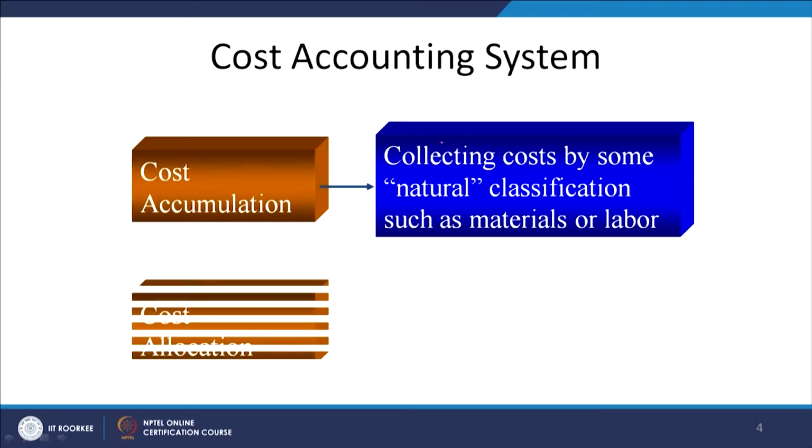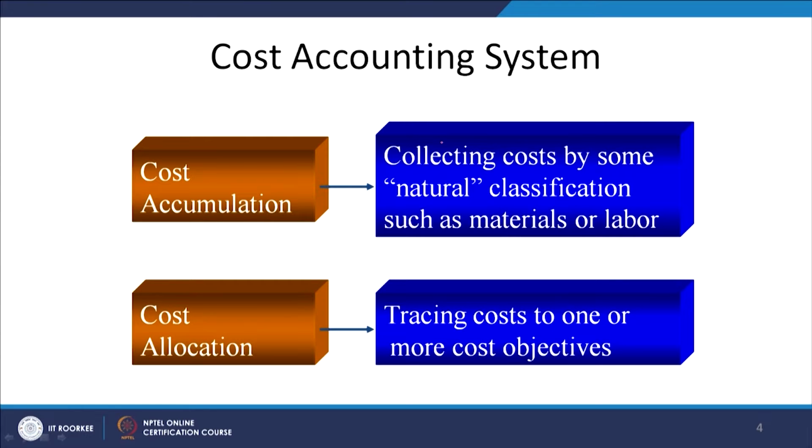If you talk about this cost accounting system, then what is happening here? We are passing through different steps. First thing is the cost accumulation. Cost accumulation means collecting cost by some natural classification such as material or labor.